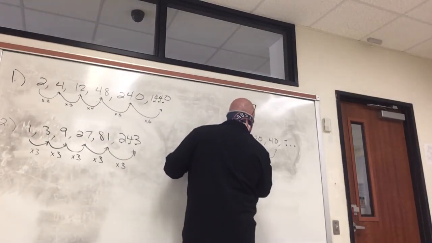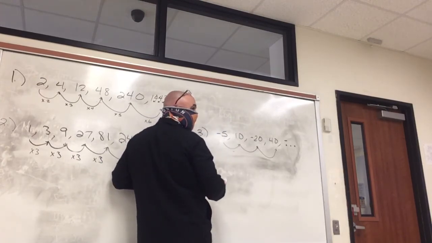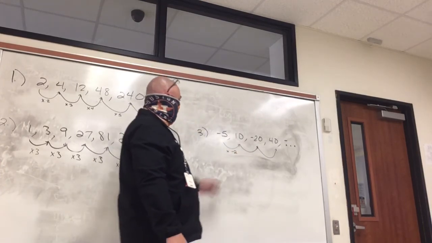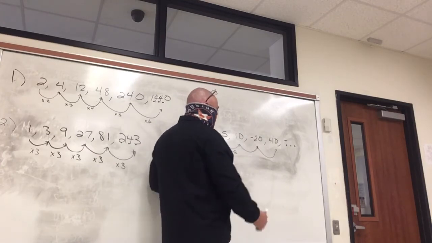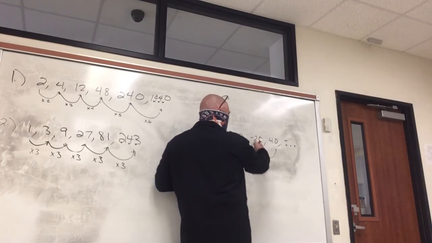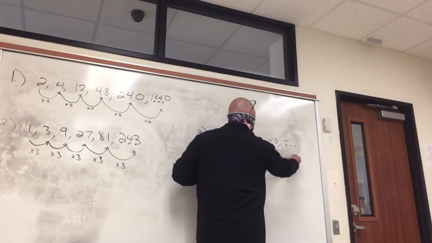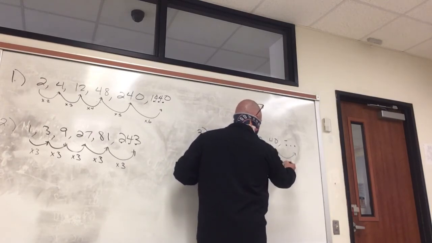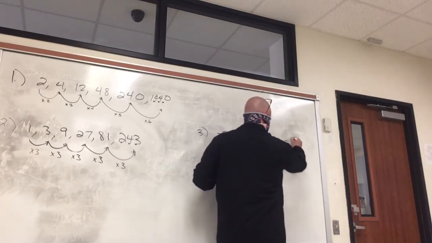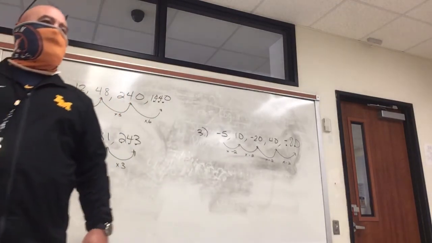Let's see multiplication and see what we get. Negative 5 to 10, what do I multiply by? Negative 2. To get from 10 to negative 20, what do I multiply by? Let's try negative 2. To get from negative 20 to positive 40, what do I multiply by? And Jamar, what do you think this last one's going to be? Times negative 2, correct? What's 40 times negative 2? Negative 80.